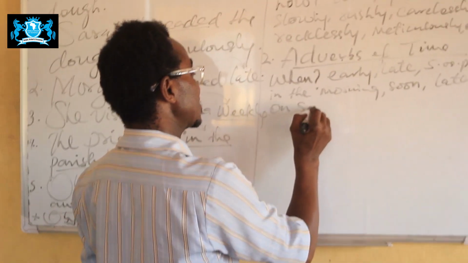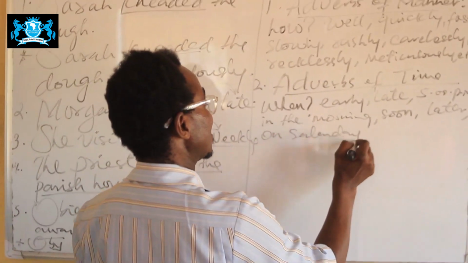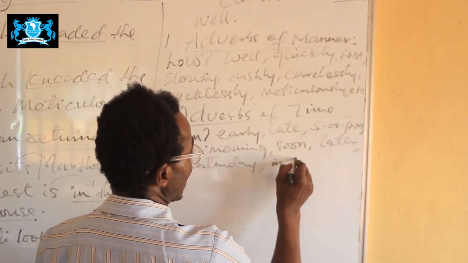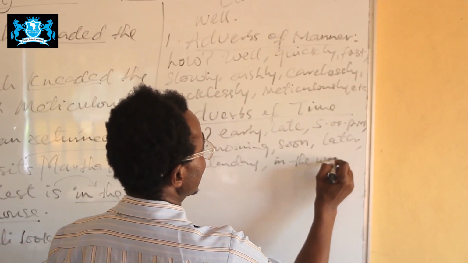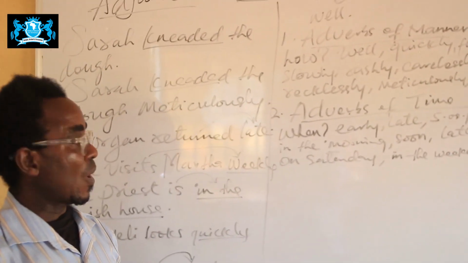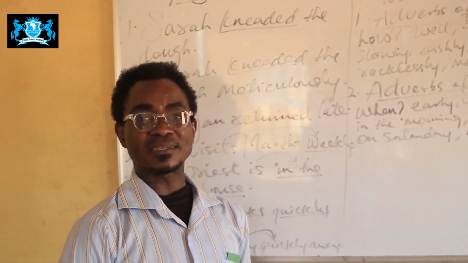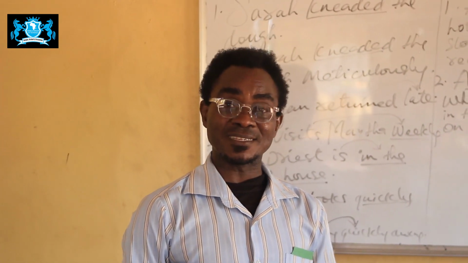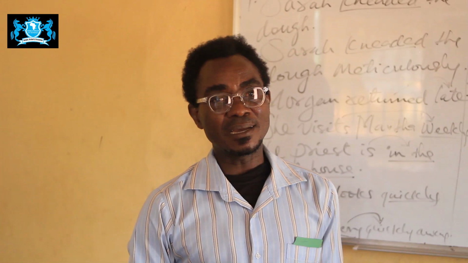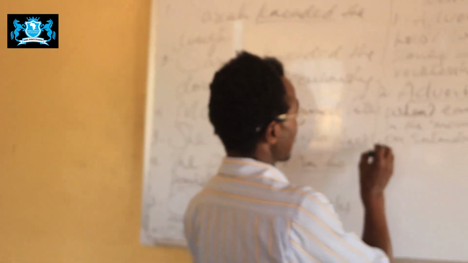Or will it happen on Saturday? Or will it happen in the weekend? Etc. All the words and group of words that represent the time of an action, of the action of the verb, are examples of adverbs and adverbials of time.